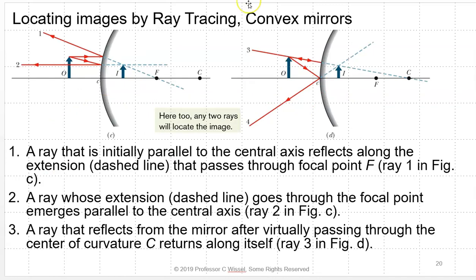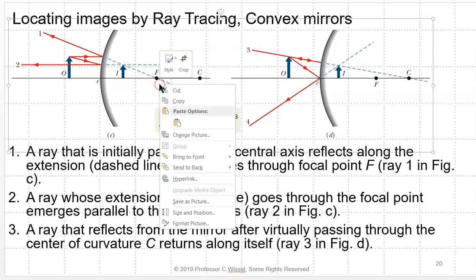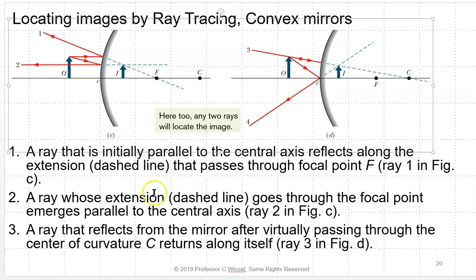Convex mirrors are a little bit more complicated because you need ray extensions for everything. So in this case, a ray that is initially parallel to the central axis reflects along a line whose extension passes through the focal point behind the mirror. Now remember, it's behind the mirror. A ray whose extension, that is a dashed line that goes through the focal point, if you extended this, they didn't show this.